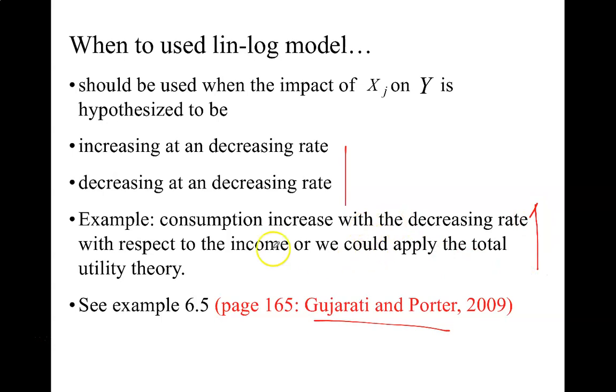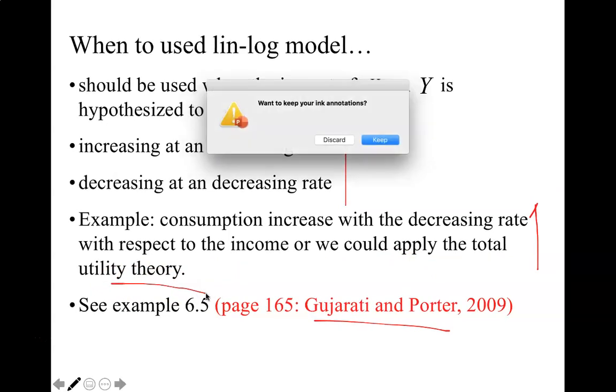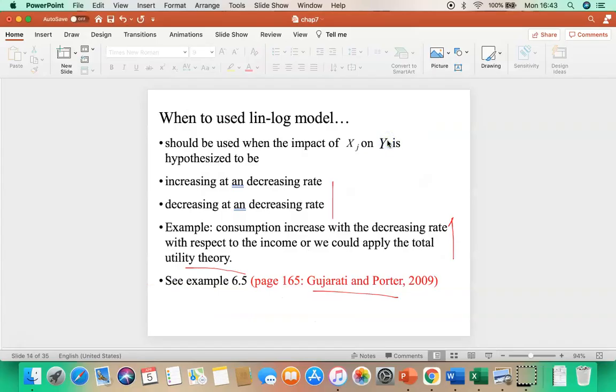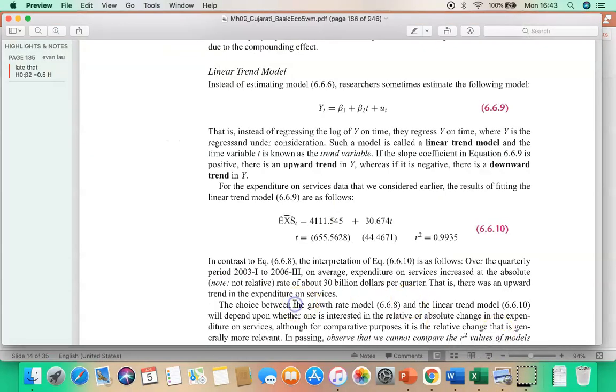Consumption increases at a decreasing rate with respect to income, or we could apply total utility theory: consumption increases, satisfaction increases at a decreasing rate. It's like the satisfaction of drinking a cup of water, which is very satisfying at first. The second cup of water is still satisfying. By the third, fourth, fifth, your satisfaction might reduce in terms of utility. Still satisfied, but not as satisfied as with the first cup of water. So that kind of example can be used for the linear log scenario.